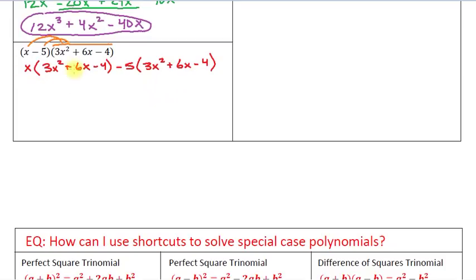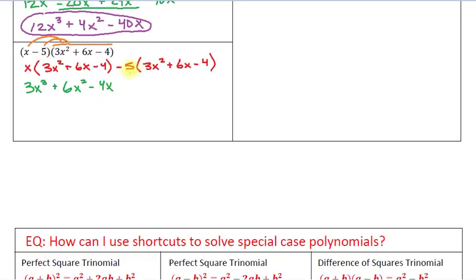Alright, now we're down to just monomial times a big trinomial and monomial times a trinomial. That's no big deal. X times 3x squared, well, the 3 has nothing to multiply with, so it's just going to be 3. X times x squared is x to the 1 plus 2, which is x cubed. X times 6x, there's no coefficient in this one, or there's a 1, so 1 times 6 is 6. X times x is x to the 1 plus 1, which is x squared. And x times negative 4 is just negative 4x.